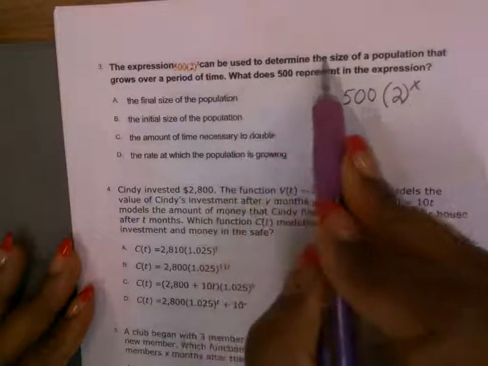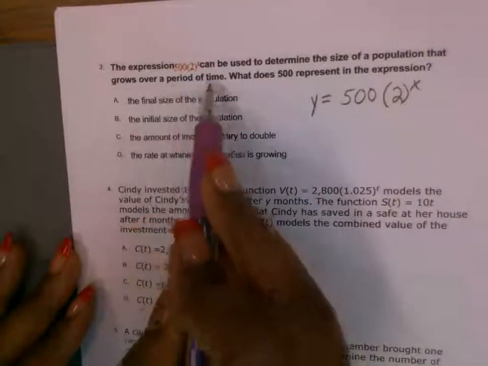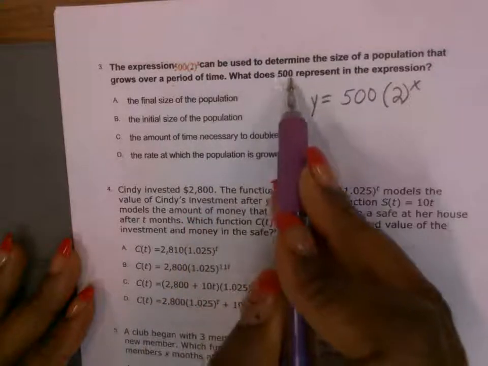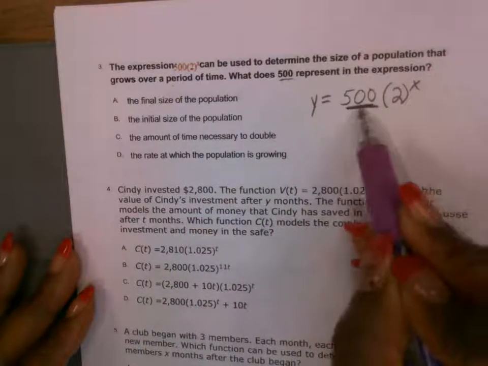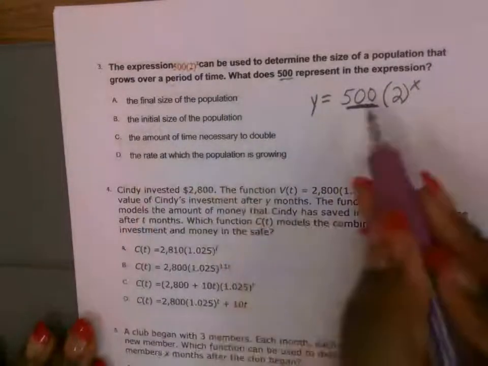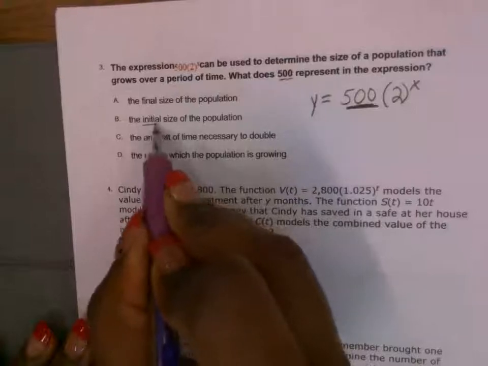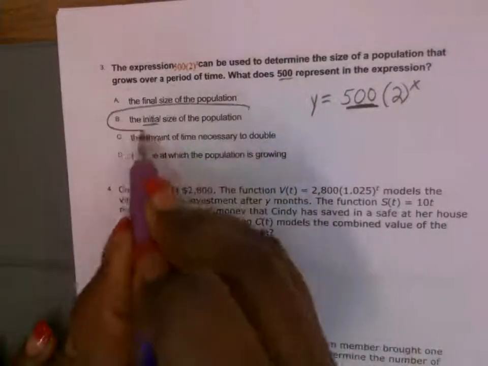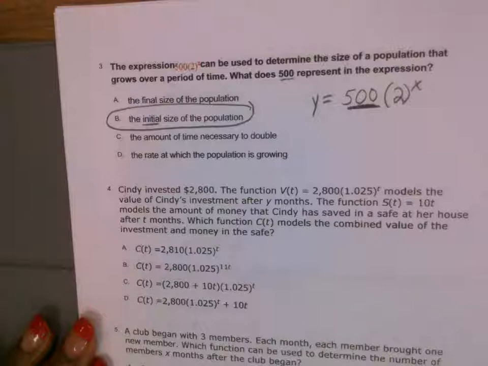It says it can determine the size of the population that grows over a period of time. What does the 500 represent in this problem? Does it represent the final size of the population, the initial size of the population, the amount of time necessary to double, or the rate at which the population is growing? It's the initial. This is the starting amount. It's the initial size of the population. So that's B. Okay.